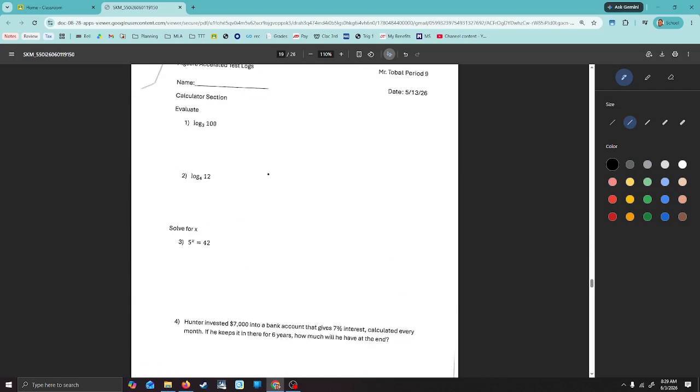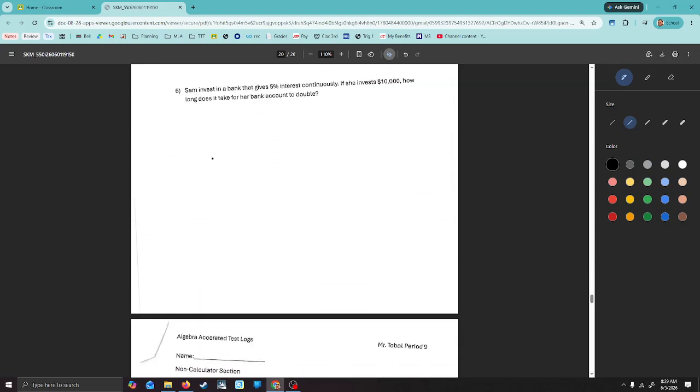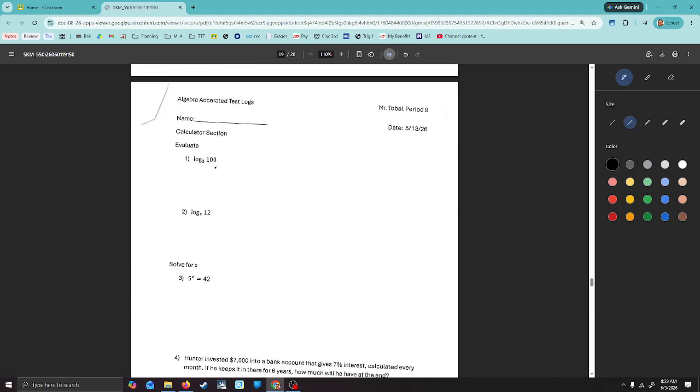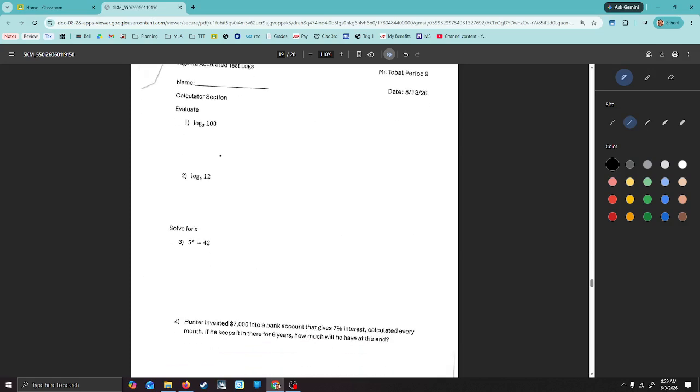All right, now we're on logs. Now, I know it says here calculator section, non-calculator section. Lucky for you guys, the whole test is calculator section, so you could use the calculator to do some of the easier parts.